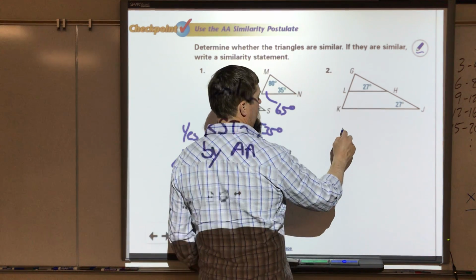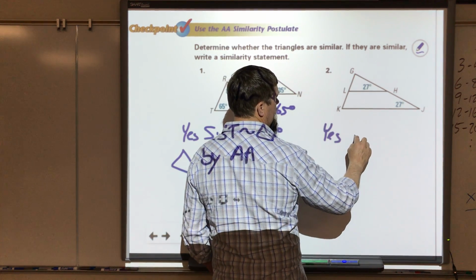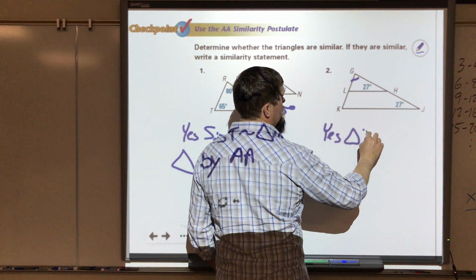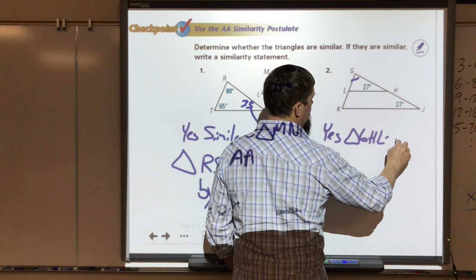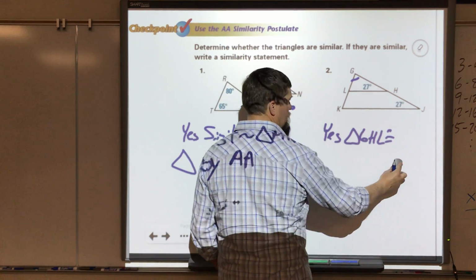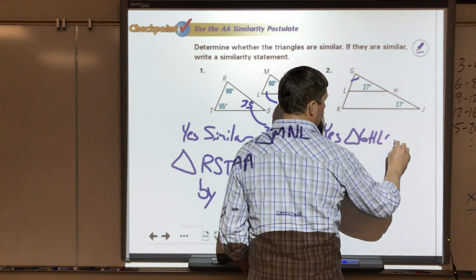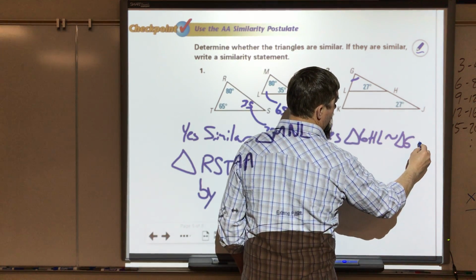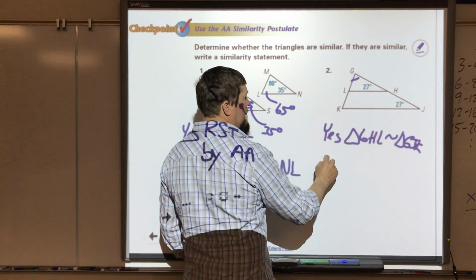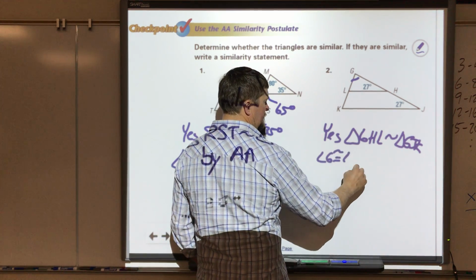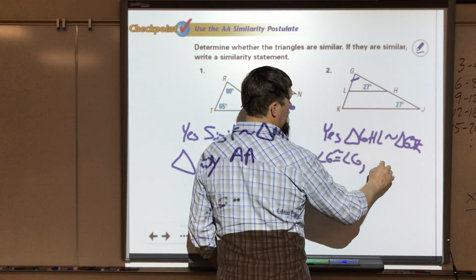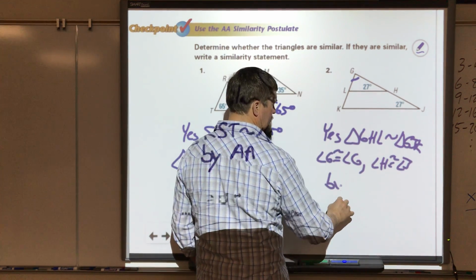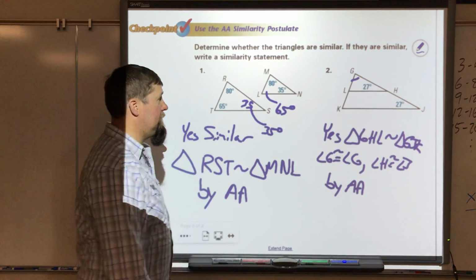This one, we know, yes, they are similar because G is congruent to itself, so triangle GHL is congruent. I always want to say congruent. Similar to triangle GJK because angle G is congruent to angle G, angle H is congruent to angle J, so by angle-angle postulate.